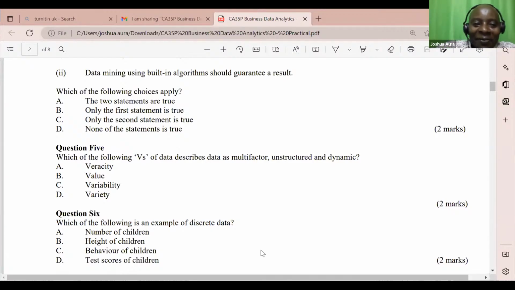Kuna variability au nasema C? Wasikudanganye.